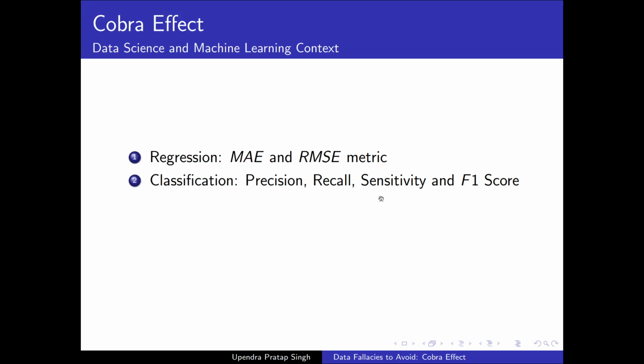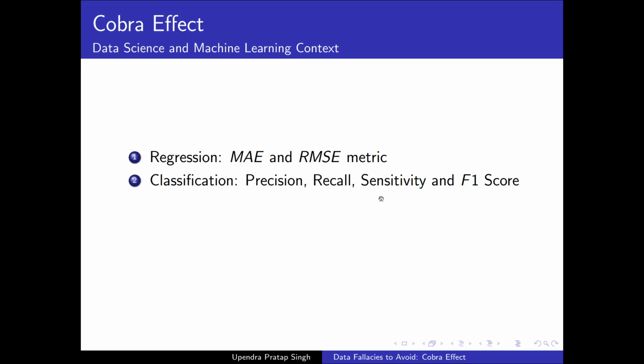Similarly, when we talk about classification, there are different metrics. For example, you have precision, you have recall, you have sensitivity, and you have F1 score. Let's say you choose precision to be your performance metric. In some applications you may get very high precision values, but then the recall for that particular model may not be that good, right? The same thing could be between recall and sensitivity, right?